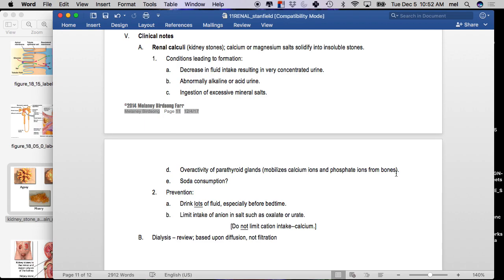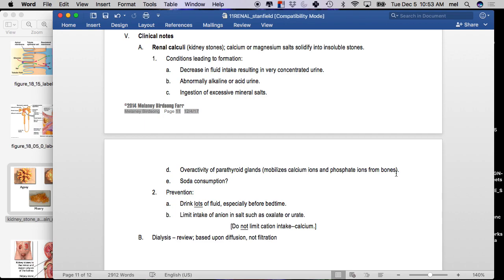And then soda consumption. And the reason I put a question mark there is because here's what we know about soda consumption. In people who have a predisposition to forming renal calculi, soda consumption is going to exacerbate it. In someone who's never had renal calculi before, you may be able to drink sodas without getting it. So we do know that there is a direct correlation between soda consumption, but it's not causation in every person, right?